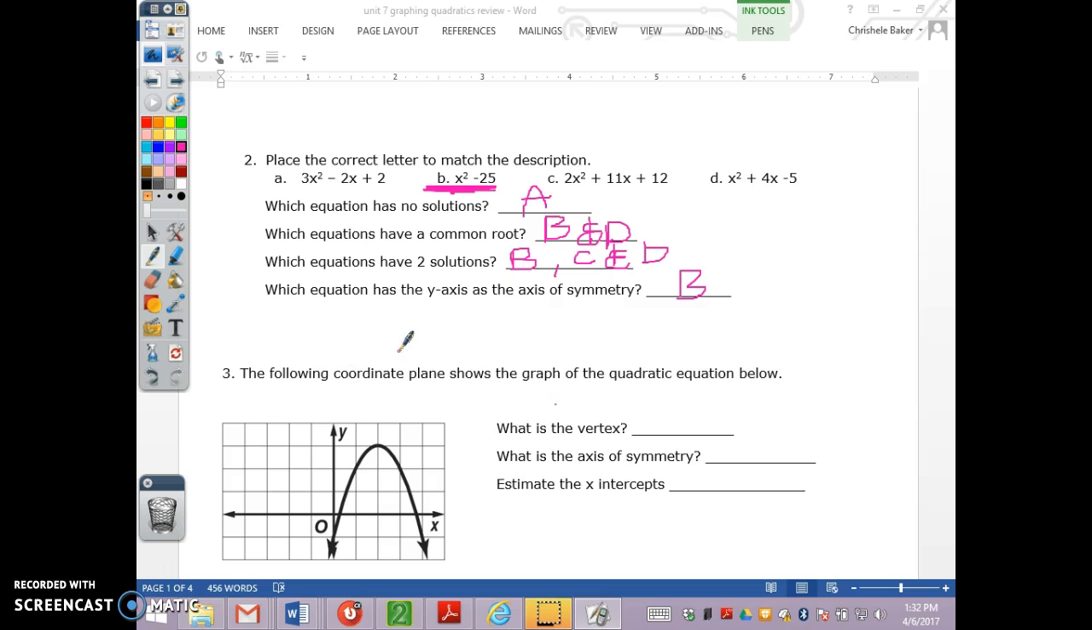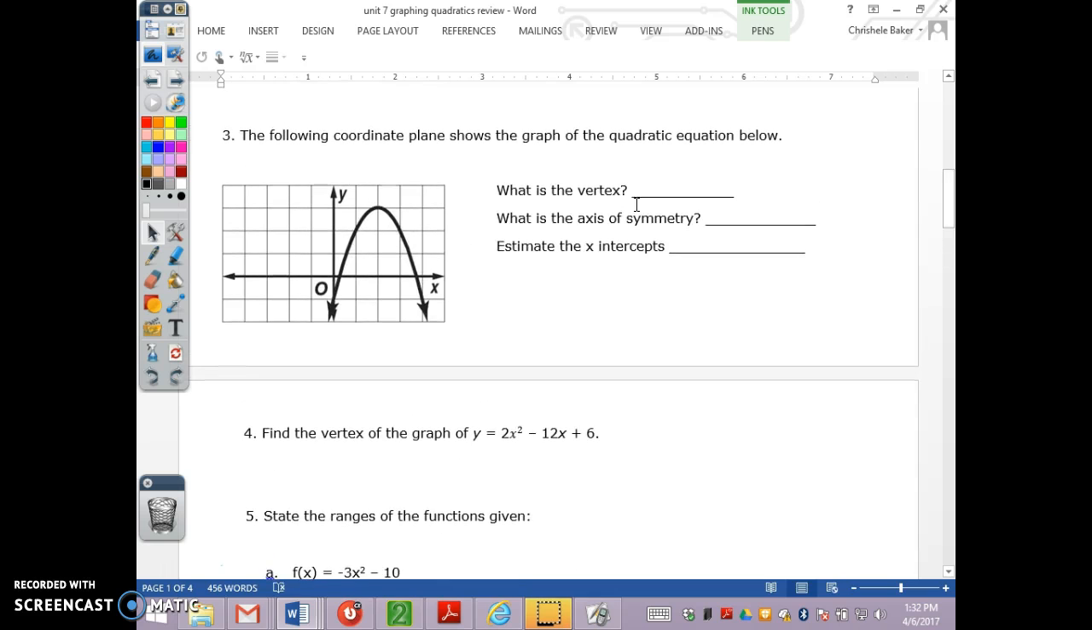Okay, the following coordinate plane shows the graph of the quadratic. What is the vertex? So the vertex is the spot where you change from going up to going down, or from going down to going up. So that's the point 2, 3. Axis of symmetry always goes through the vertex. That's the line x equals 2. It's vertical. The x-intercepts look like maybe 0.25 and maybe 3.75, something like that. Oh, I got more time. Okay, next one.